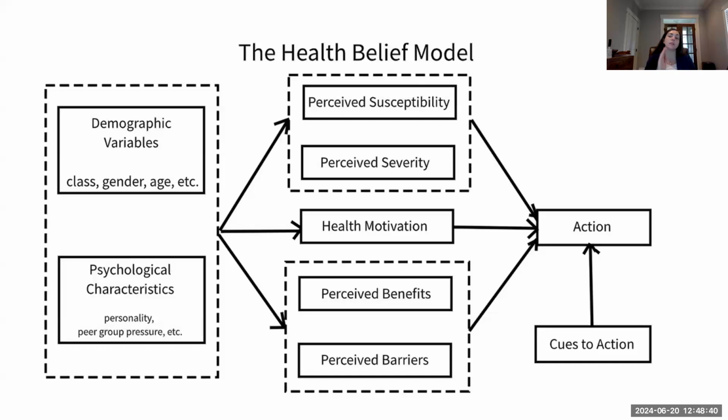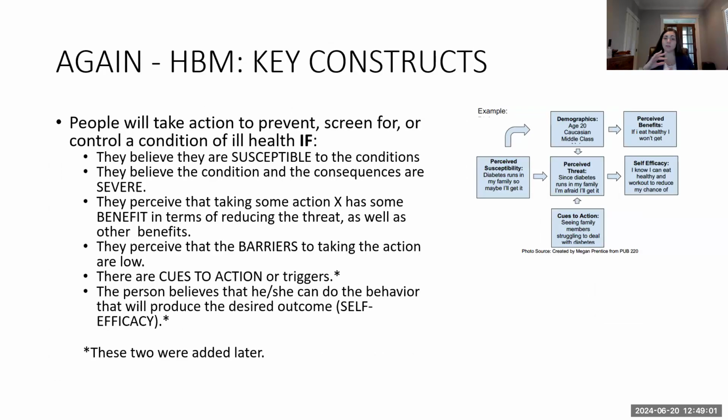Now, looking at the health belief model here, we've got some demographic variables, we've got some psychological characteristics again. We can impact the perceived benefits, barriers, severity, susceptibility, all of that through education, providing resources and information, eliminating barriers, and then, of course, by cueing individuals to change. All right, so now you should have a little bit of an overview. There's an example here on what those key processes are.